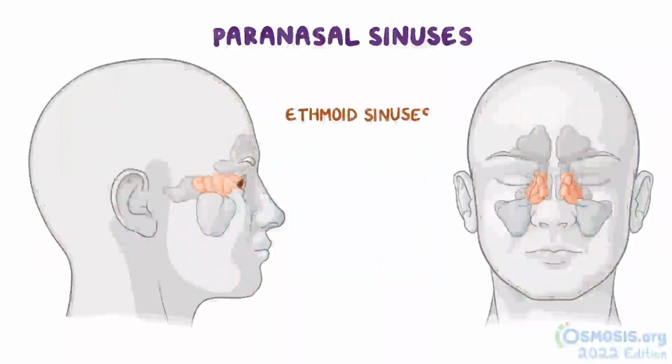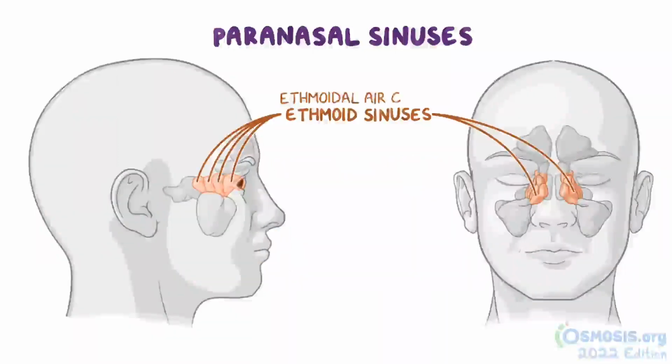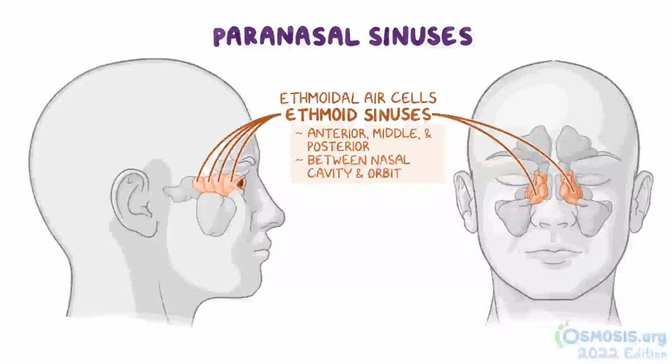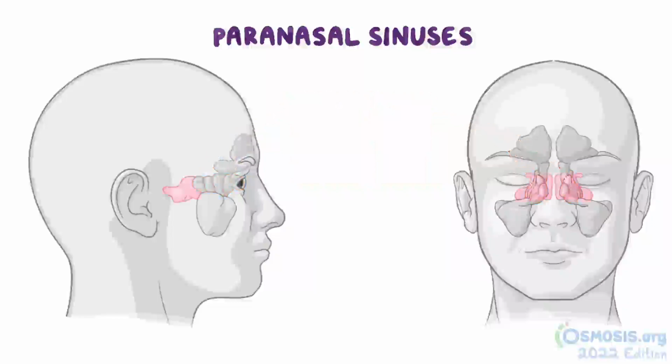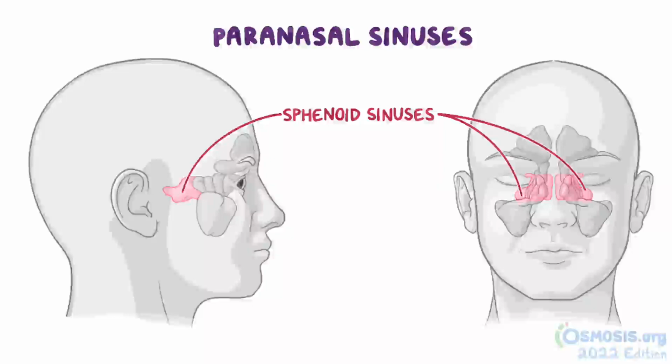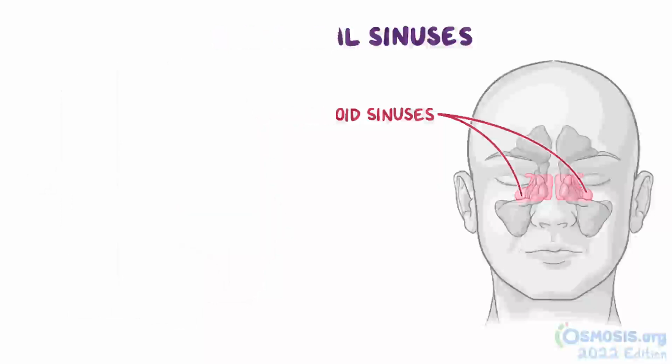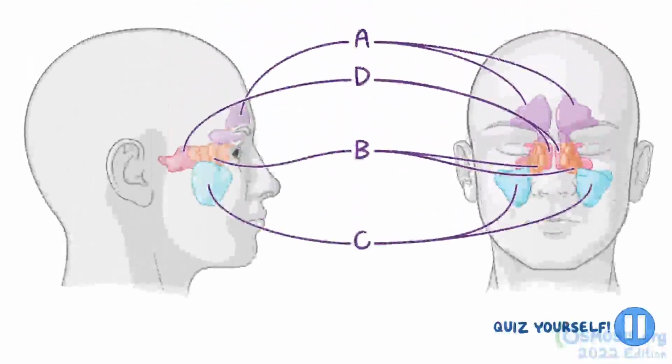The ethmoid sinuses, sometimes referred to as ethmoidal air cells, are smaller and are further divided into anterior, middle, and posterior ethmoidal sinuses. All of them are carved inside the ethmoidal labyrinth between the nasal cavities and the orbit. Lastly, the two sphenoidal sinuses are located inside the body of the sphenoid. The shape of these sinuses is quite variable, but you can think of them like two cubes separated by a septum. Test time! Let's see if you can identify the paranasal sinuses labeled from A to D here.